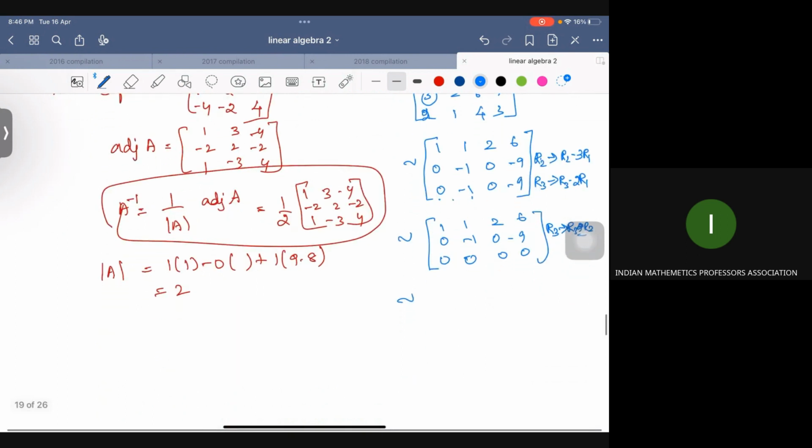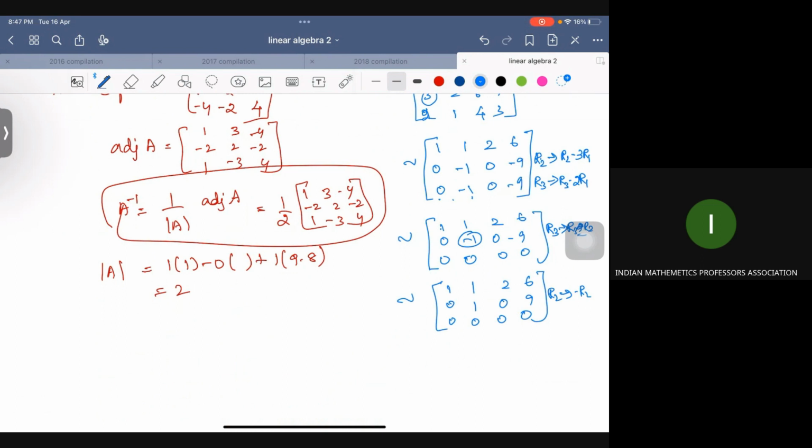And I have to make the first non-zero entry 1. So 1, 1, 2, 6. R2 is nothing but minus R2: 0, 1, 0, 9, 0, 0, 0, 0. This is the row reduced echelon form of A.